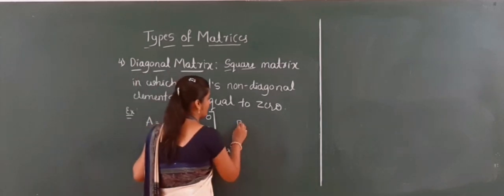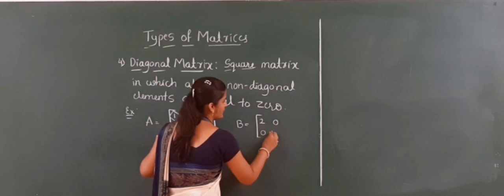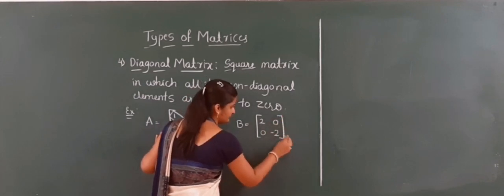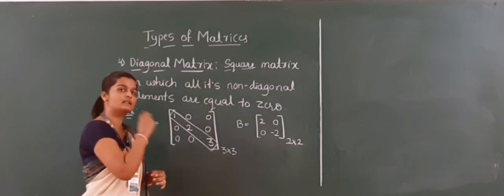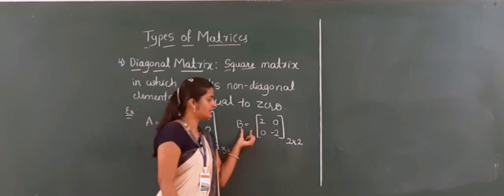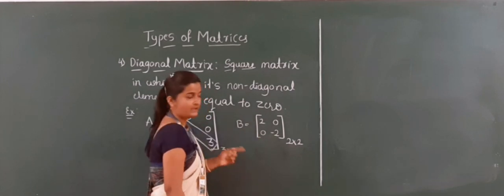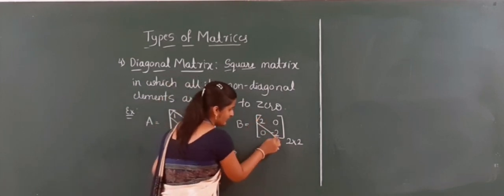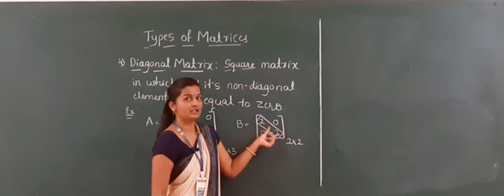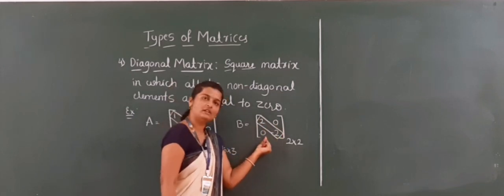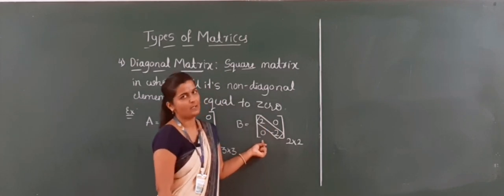So I will give another example as B: 2, 0, 0, minus 2. This is a matrix of order 2 by 2. Tell me, check whether this is a diagonal matrix or not. This is a square matrix. In a square matrix, what is the diagonal? This one is known as the diagonal. So the diagonal elements are 2, minus 2. Other than diagonal elements, that is non-diagonal elements, are 0. This is also 0. So again this is also a diagonal matrix.